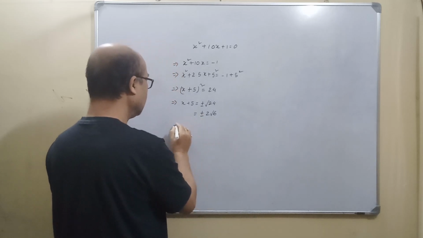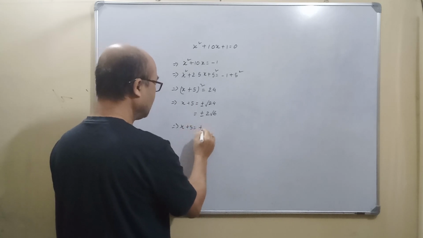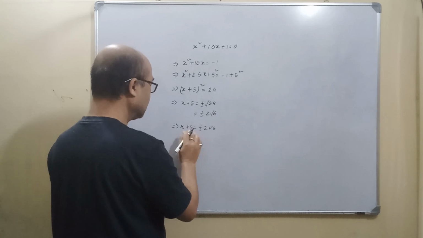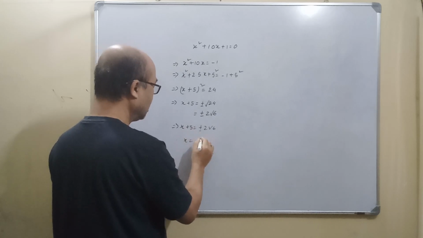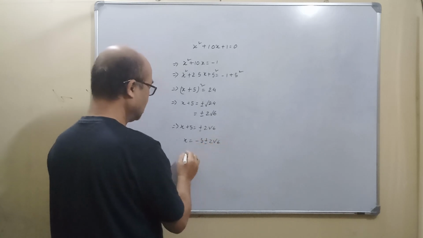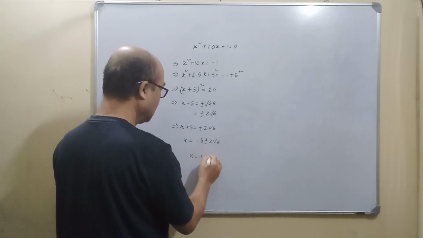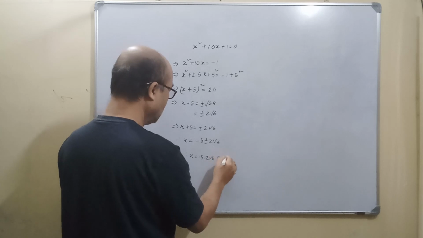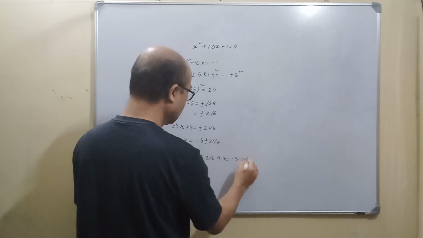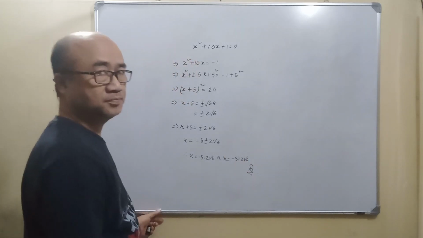So we get x plus 5 is plus minus 2 root 6, hence x is, transferring it to the right hand side, minus 5 plus minus 2 root 6. Hence x is minus 5 minus 2 root 6, or x is minus 5 plus 2 root 6, and that is your answer.